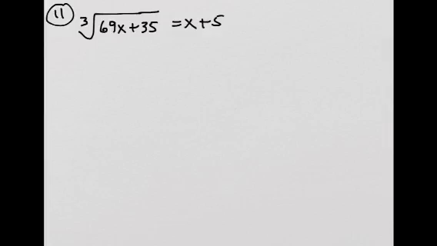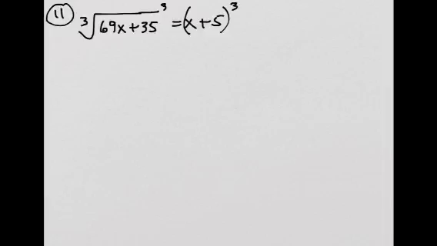Okay, so for 11 we're going to do the same thing. The radical is isolated and we want to get rid of it so that we can solve for x. So to get rid of the radical, since it's a cube root, we're going to cube both sides. So on the left side we put a 3 here, we're cubing it. On the right side, don't forget to put parentheses because everything on the right side is cubed.